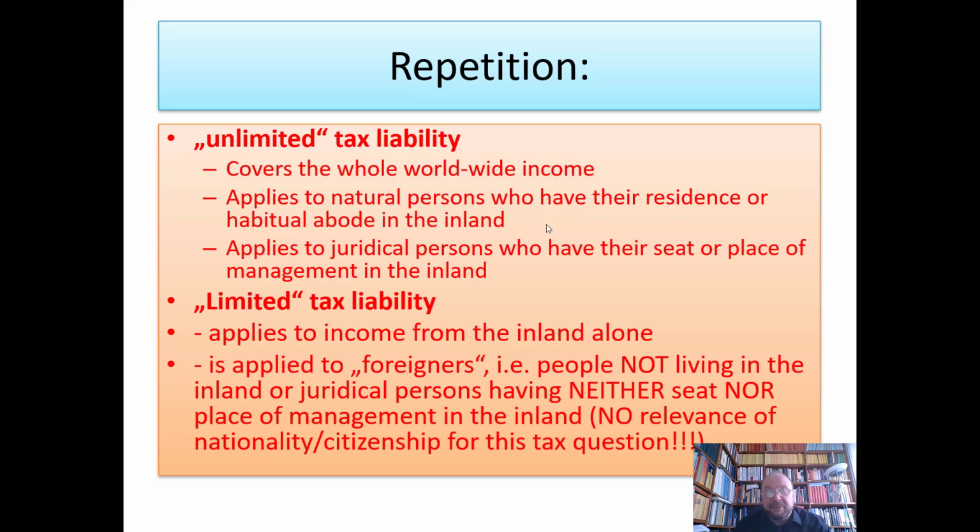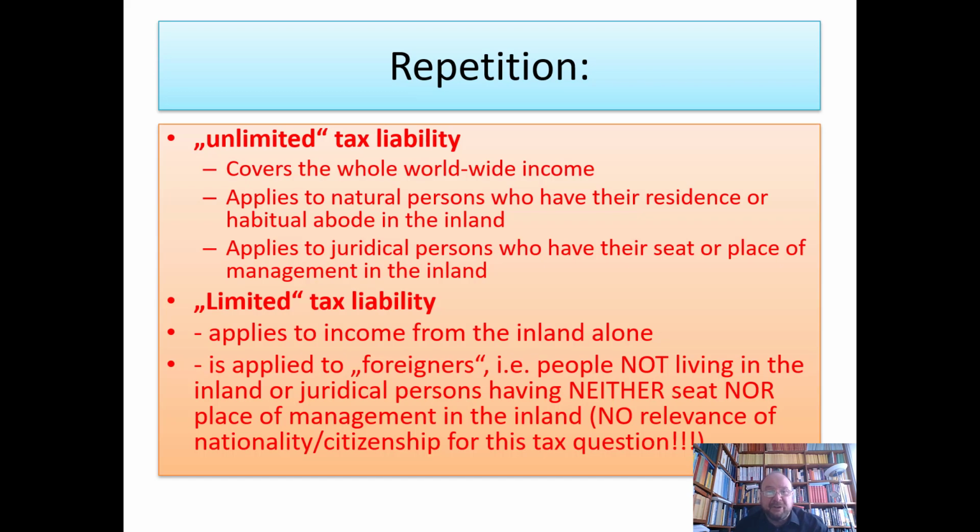The other alternative was a limited tax liability, and that applies only to income from the inland alone. It typically applies to all those people who are not yet covered by unlimited tax liability, so that is to foreigners. And what you always should keep in mind, at least in the German tax legislation and in the tax legislation of most other countries too, citizenship itself plays no role.